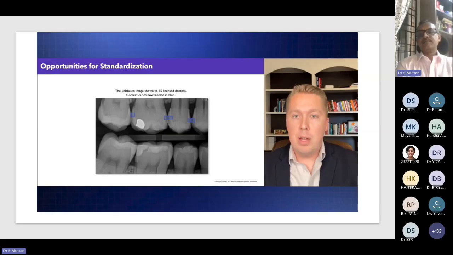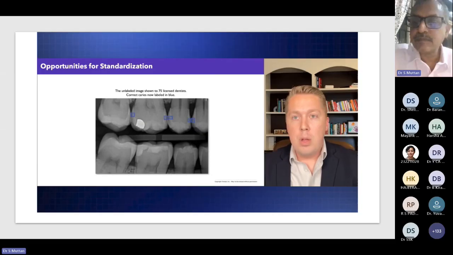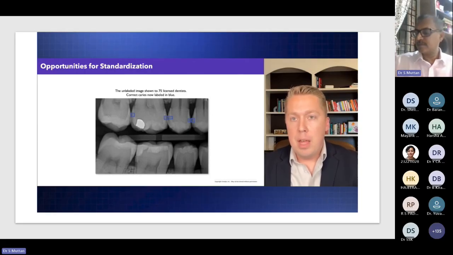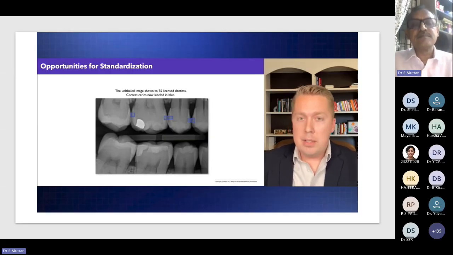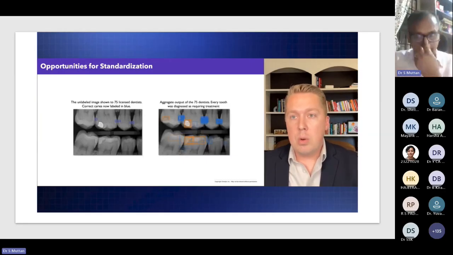Now, let's take that story and apply this to a more scientific experiment. What you're seeing in front of you now is an image that was shown to 75 licensed dentists. Now, they were seeing the image without those blue boxes labeled. The blue boxes were added later by Overjet's AI services, which labeled caries on the x-ray. And we asked those 75 dentists to take that raw x-ray and within the computer software that they were given to place a blue box around caries, primary caries, excuse me, and place a yellow box around secondary or recurrent caries. And as you can see, the results of that are that every single tooth and almost every single surface was diagnosed by at least one dentist as requiring treatment.